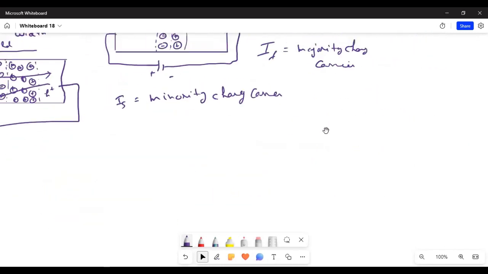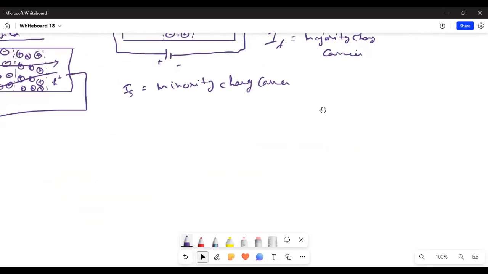Now if we plot this graphically, this is how it looks, and sometimes it starts to increase.